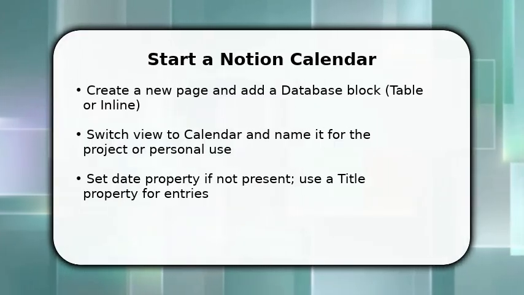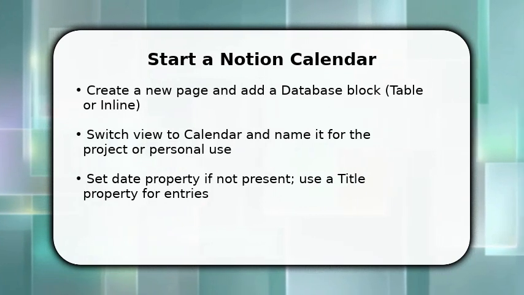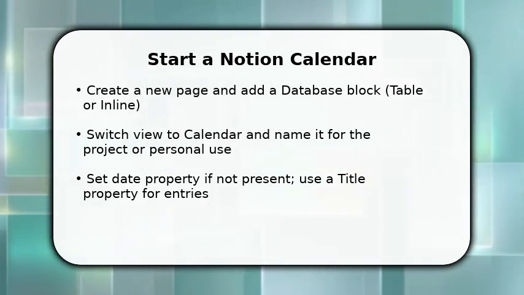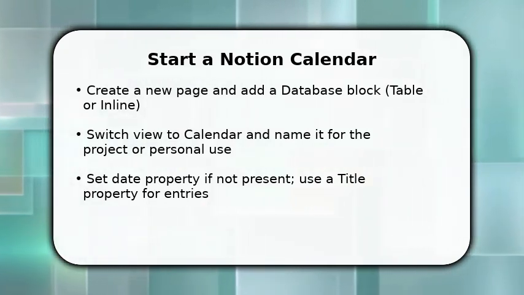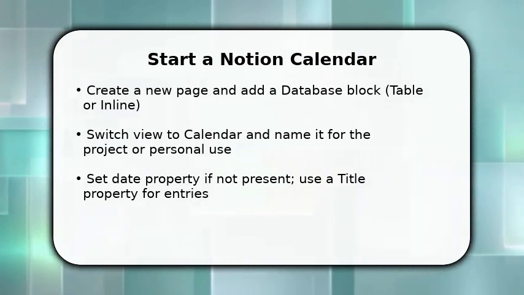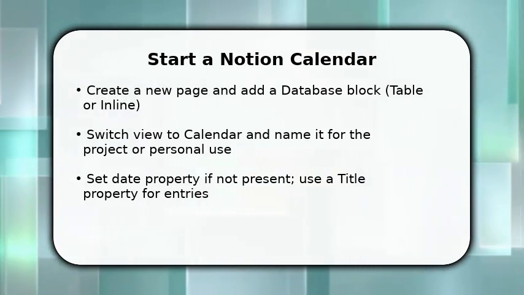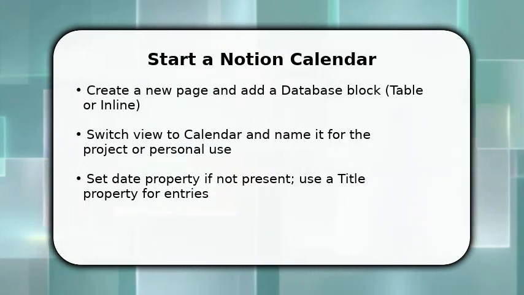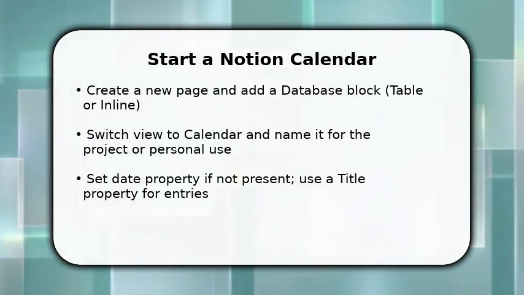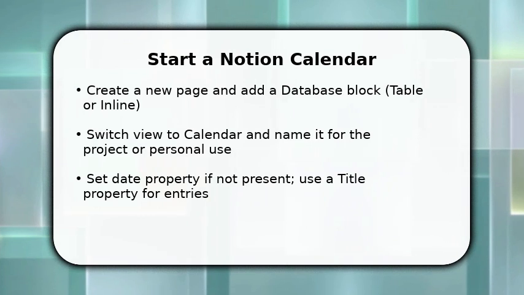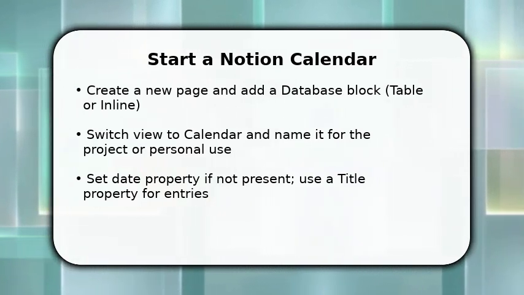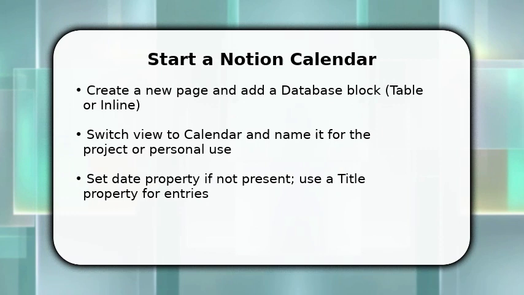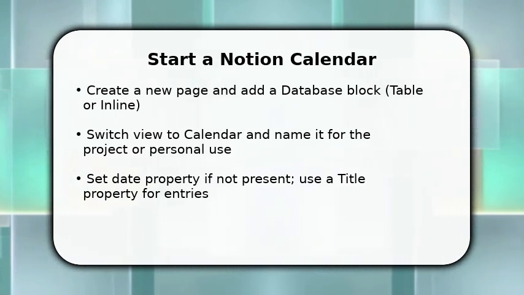You'll begin inside a page. Create a database. Table inline is fastest. Once created, change the view to calendar immediately so you see dates visually. Make sure the database has a date property. If it doesn't, add one and call it event date or due date. Give the database a clear title so you can spot it later. This gets you into the workflow quickly and prevents chasing settings later when you start adding real entries.